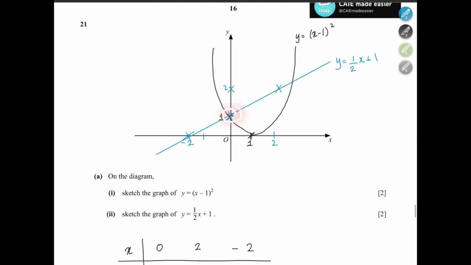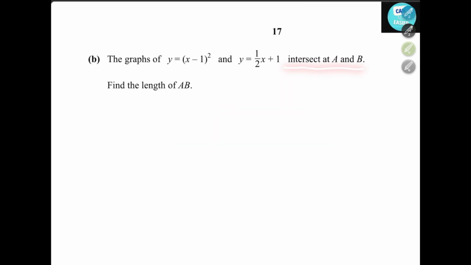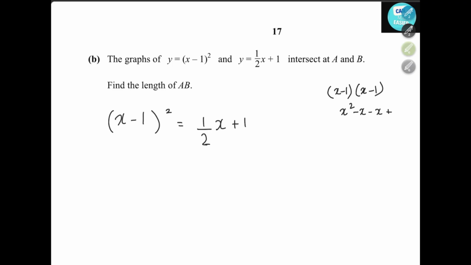So one point is A, one point is B. That's where the lines are intersecting. They are intersecting, so we have to equate both of them. This would be x minus 1 squared equals half x plus 1. Now we can expand x minus 1 squared. So x squared minus 2x plus 1 equals half x plus 1.